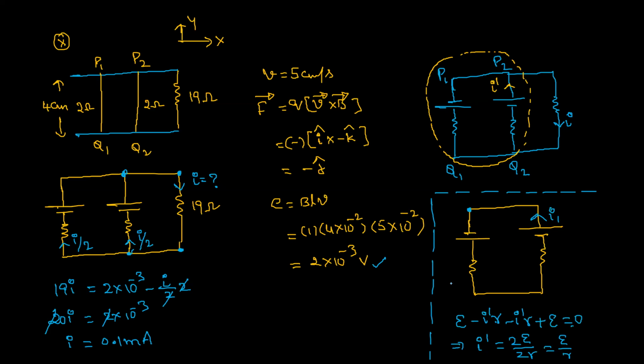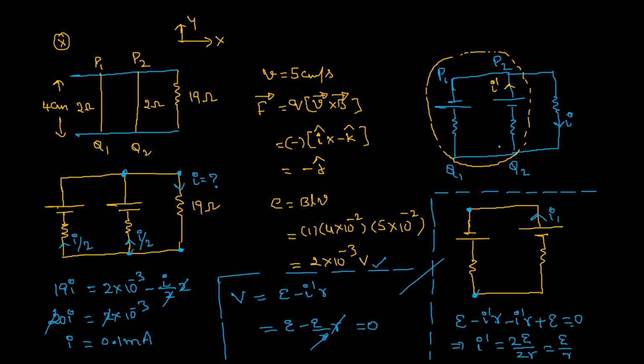Now see carefully. Potential difference across P1 and Q1. Then see how much we get. You can see from this current direction, both are now discharging. When it is discharging, potential difference equal to epsilon minus IR. It is now I dash R. So epsilon minus I dash R, where I dash we got epsilon by R, into R. This is equal to 0.